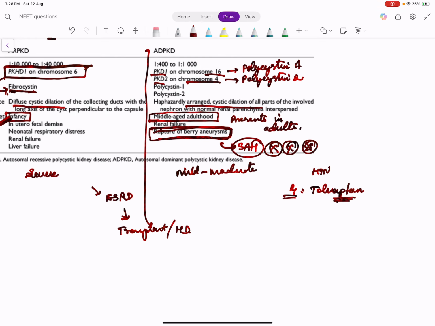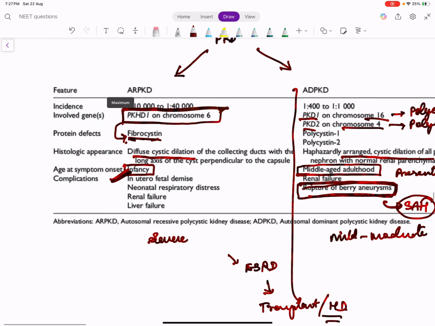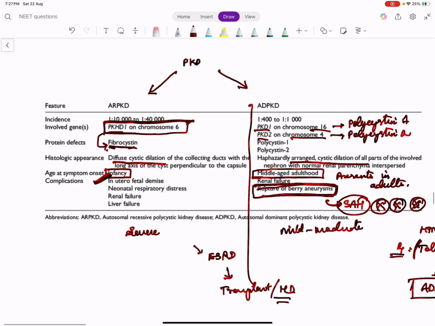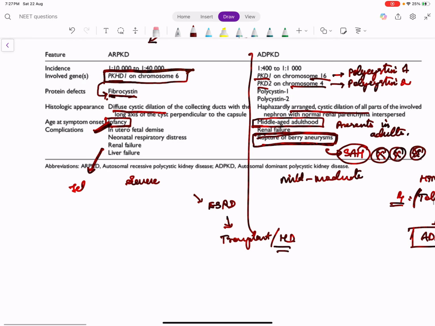Why tolvaptan? Tolvaptan is an ADH receptor antagonist, right? Because pathophysiologically, the distal convoluted tubule gets affected here. So when we inhibit this receptor, we can prevent cyst formation. So tolvaptan is the treatment here. But even so, if they end up in renal failure, finally it may need HD or transplant. ARPKD, the problem is with the PKHD1 gene, usually occurs in infancy, and usually causes fetal death. So this is the important cystic disease.